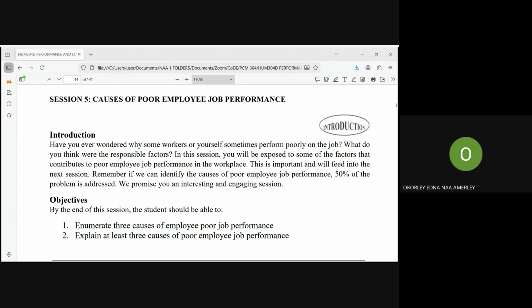Okay, yeah, so go ahead. Sulemana? Yes. Please, can we say lack of motivation? Lack of motivation. Yeah. The perception that he's giving more to the company than the company is giving him. So he will slack. Yes.